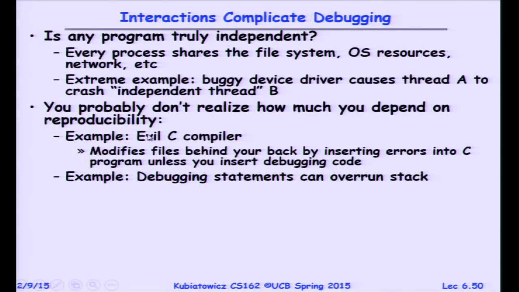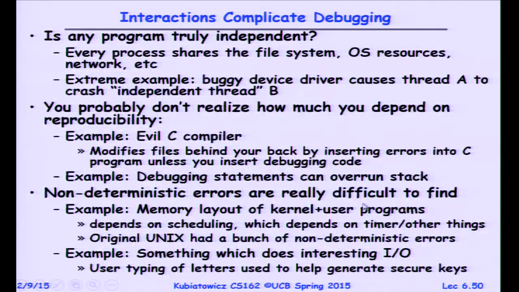And it is kind of amusing. We often used to talk about an example of an evil C compiler, which modified the files behind your back by inserting errors into the C program unless you inserted debugging code, and then it worked perfectly properly. This actually happened. There was a piece of the C compiler that was released that did that. More likely is the debugging statements overrun your stack and screw things up, and that's just life. So anyway, we'll talk a lot more about this and how to deal with it.